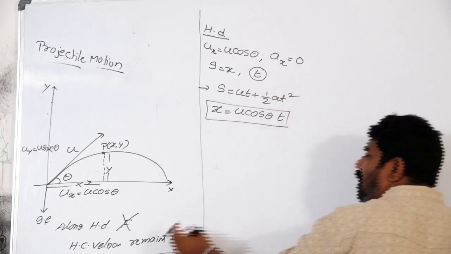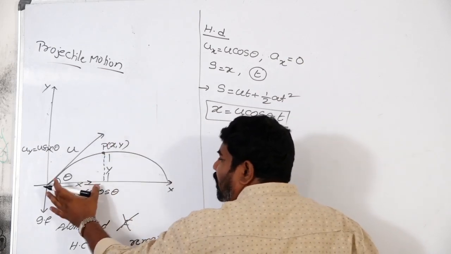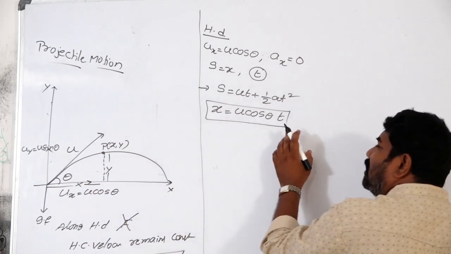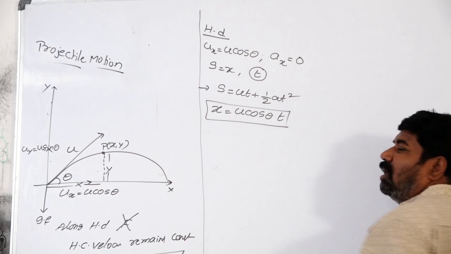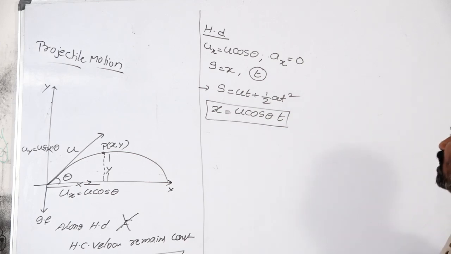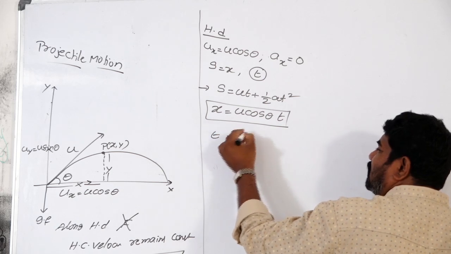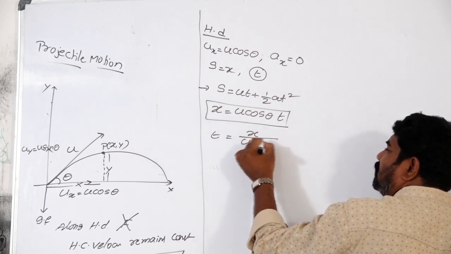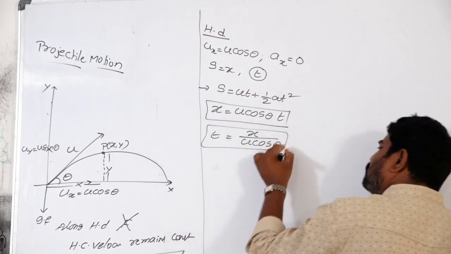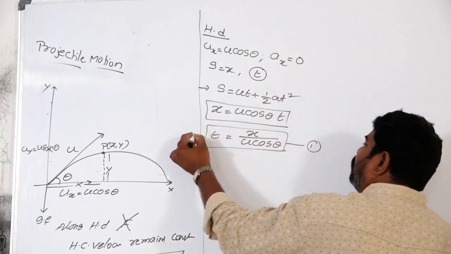So in projectile motion, what is the horizontal distance travelled in t seconds? What is the formula? x is equal to u cos theta into t. That implies t is equal to x by u cos theta. So this is taken as equation number 1.